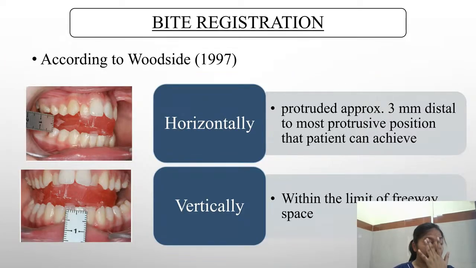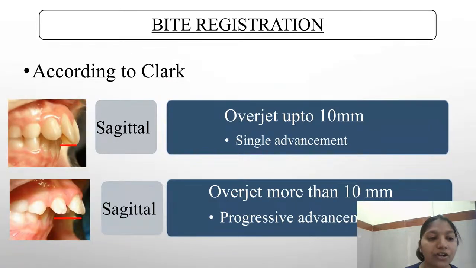When it comes to bite registration, according to Woodside, horizontally the mandible should be protruded 3 mm distal to the most protrusive position that the patient can achieve, and vertically it should be within the limit of the freeway space. And according to Clark, if the overjet is up to 10 mm, a single advancement is indicated, and for more than 10 mm, progressive advancement, stepwise or two-step advancement, is indicated.